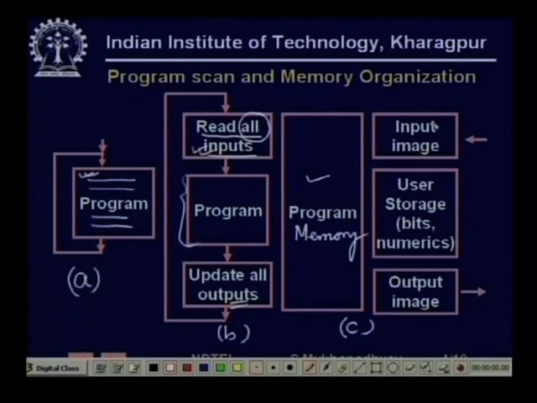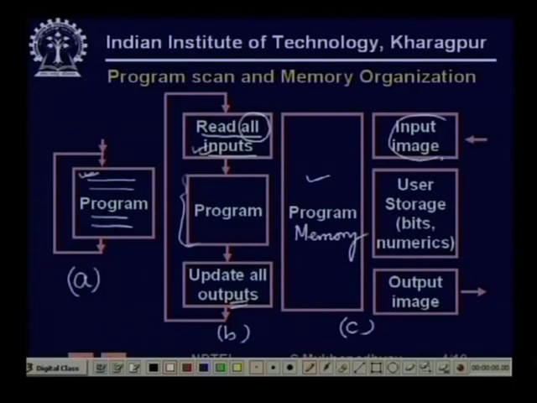Then you have what is known as an input image. When the inputs are read, for the program logic evaluation, these input values will have to be read from time to time during the evaluation of the logic. Therefore, they have to be necessarily stored in memory. Where the input values are stored is called an input image. This is the second use of the memory.